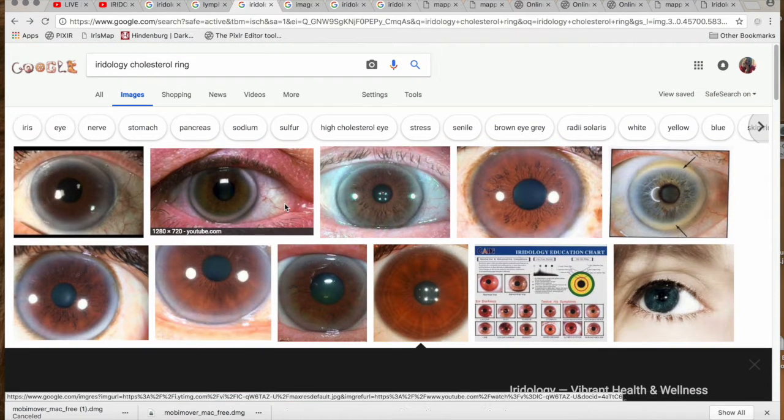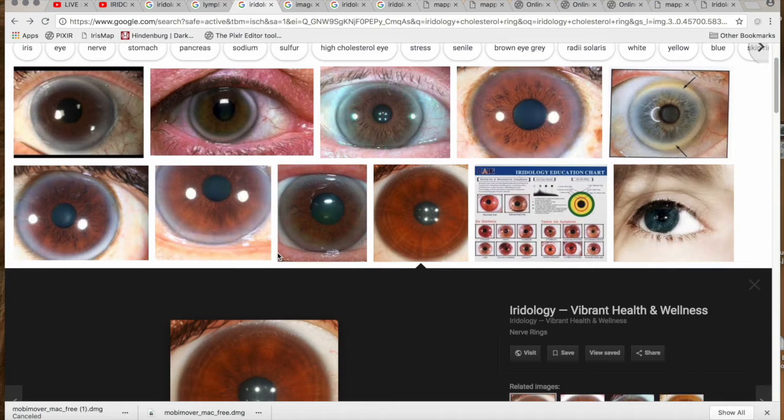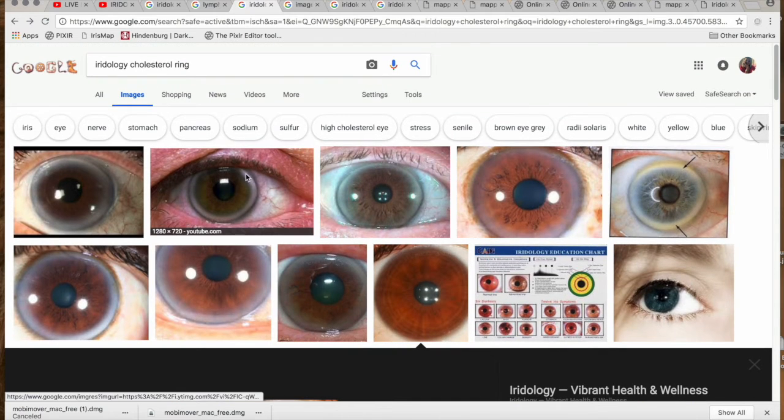Okay, so the next thing I want to talk about is a cholesterol ring. You see it here, it's this white ring. You've probably seen it in people's eyes. From now on, you guys are going to look at people and say hi, and then you're going to be staring at their eyes. And you'll go, oh my gosh, they have a cholesterol ring. And there's such a thing as a skin ring. We'll go there, but let's talk first about a cholesterol ring.